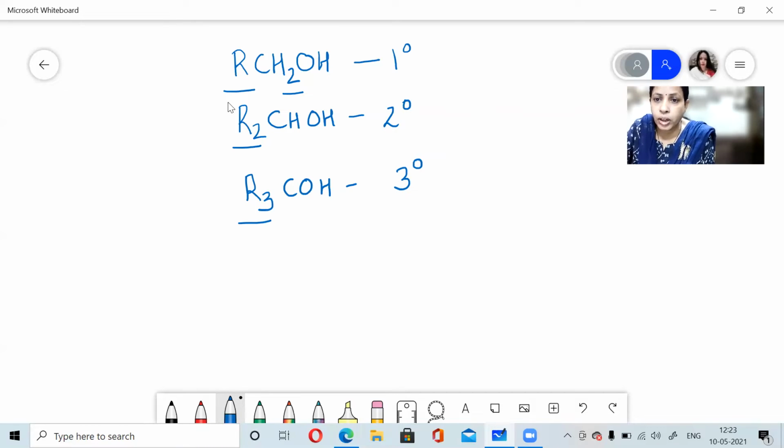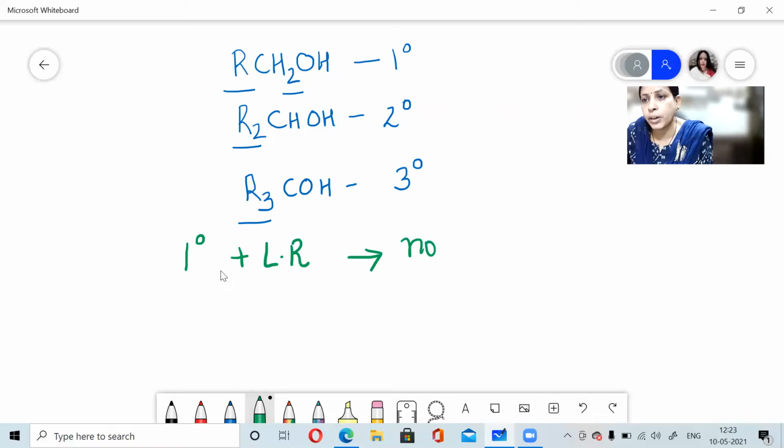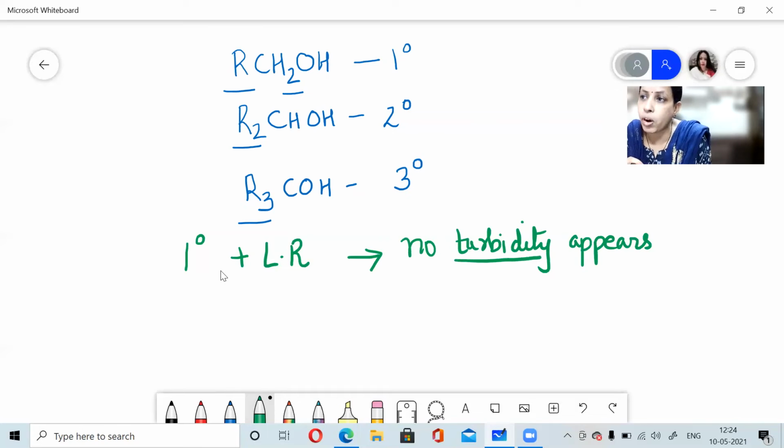Now, when we are talking about the distinguishing part, then in that case, when we are mixing your primary alcohol with Lucas reagent, then the observation is no turbidity appears. Now, what is the meaning of this term, no turbidity appears? This is the term turbidity. Turbidity is another word for milkiness. Okay, it is another word for milkiness, children.